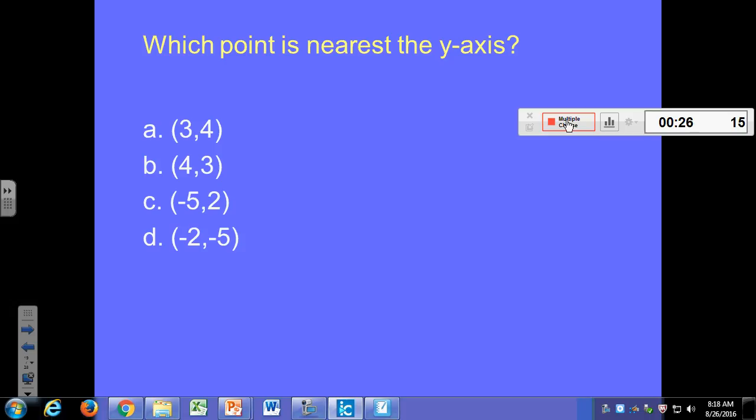About 10 more seconds. Stopping at 35, 38, we'll say. 38.